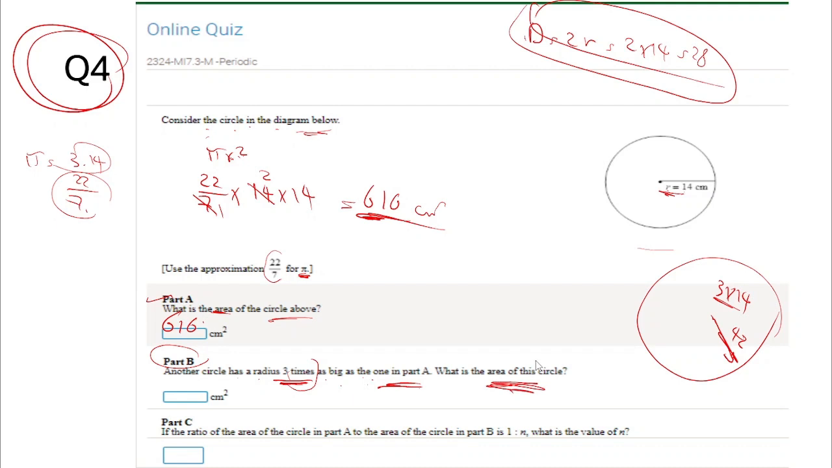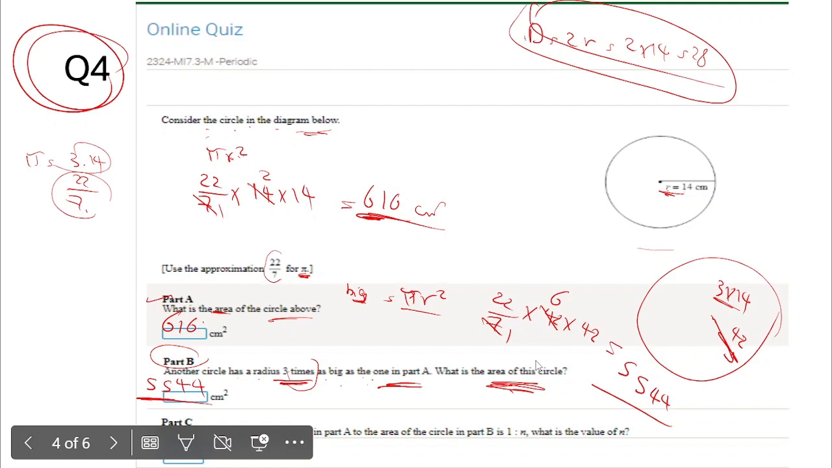So we'll apply the same equation, pi r square. This is the big circle. For the big circle, it will be 22 over 7 multiply 42 multiply 42, right? Okay, so let's simplify by 7, 1 by 7, 6. So let's make the multiplication here. It will be 22 multiply 6 multiply 42, so it will be equal to 5,544. So the answer here will be 5,544. Okay, so this is for part B.